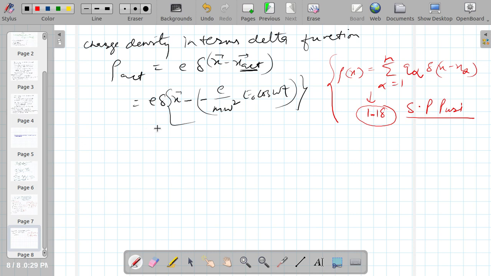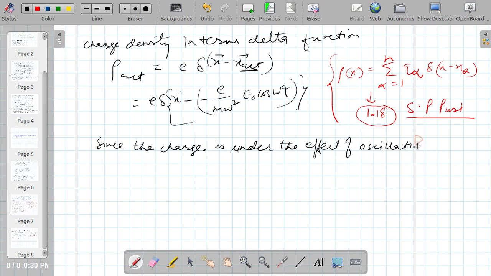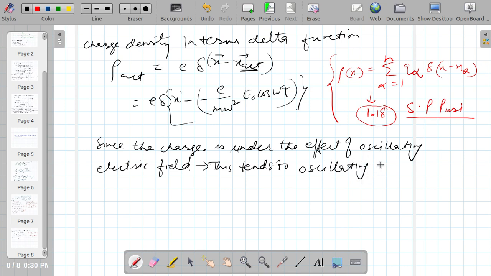So now the dipole. Since the charge is under the effect of oscillating electric field, this tends to an oscillating dipole, an oscillating electric dipole, as I stated in the beginning.